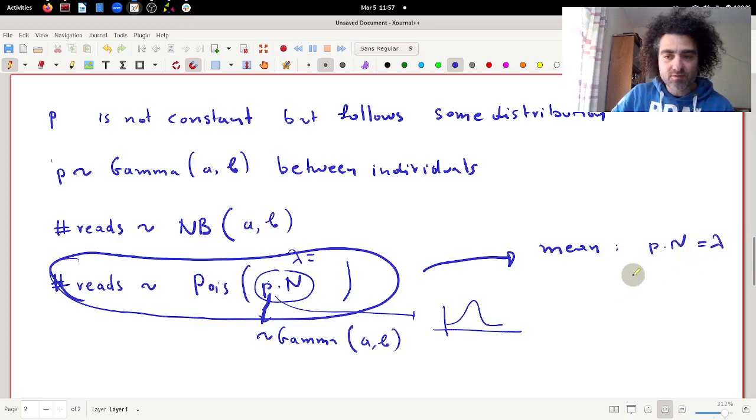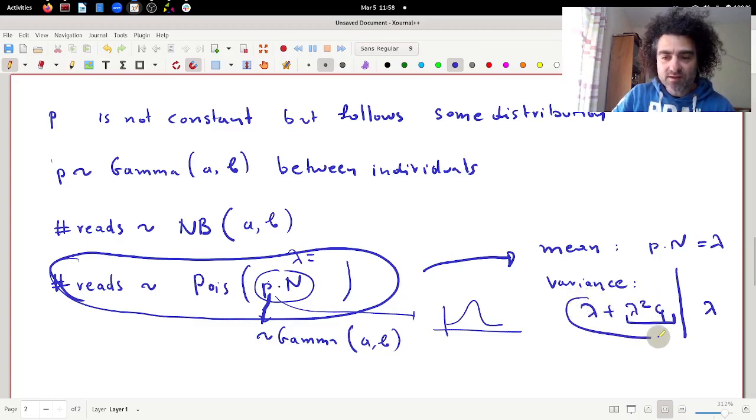Let's say that this equals lambda, but the variance now is lambda plus lambda squared phi, which is a positive number. Remember that the variance of the Poisson was lambda, so compared to the Poisson, this process has a greater variance, and this greater variance is split in two parts.